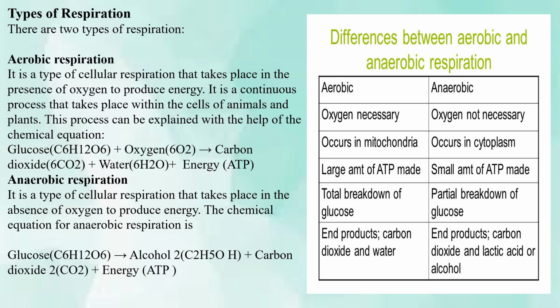Aerobic respiration is a type of cellular respiration that takes place in the presence of oxygen to produce energy. It is a continuous process that takes place within the cells of animals and plants. The process can be explained with a chemical formula: glucose plus oxygen gives rise to carbon dioxide plus water and energy.